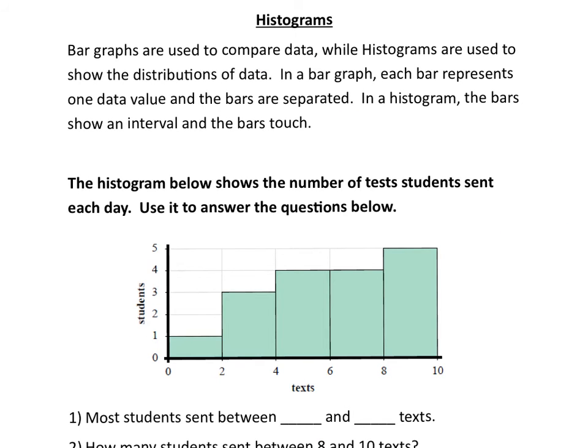The last graph that we're going to look at is a histogram. Bar graphs are used to compare data, while histograms are used to show the distribution of the data. Again, we're going to be talking about frequency. In a bar graph, each bar represents one data value and the bars are separated, whereas in a histogram, the bars are going to show an interval because we're talking about frequency, and the bars are going to touch.